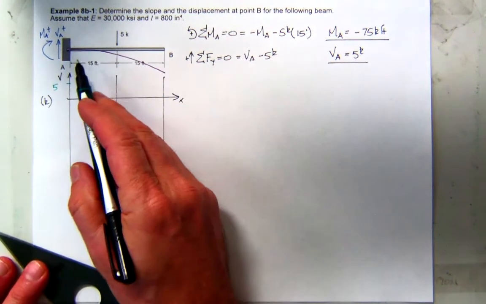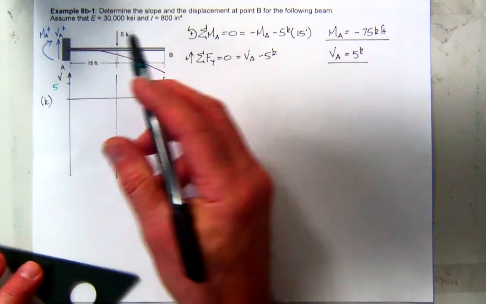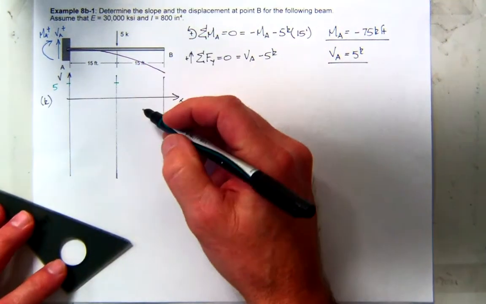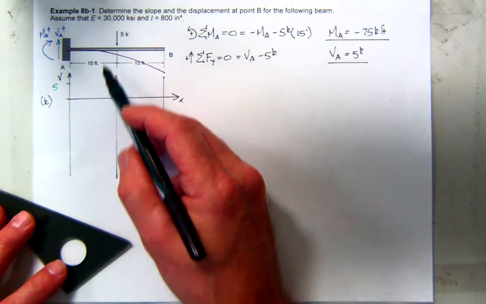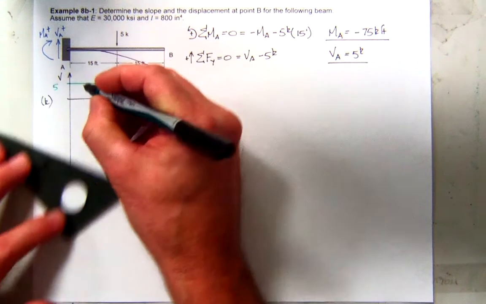What's the change in shear from A to the midpoint? Yeah, it should be the area of the curve. There is no area of the curve, so it will stay 5. What kind of curve is this between here? Well, remember, the slope is given by the load. The load is 0. So here's a curve with 0 slope.